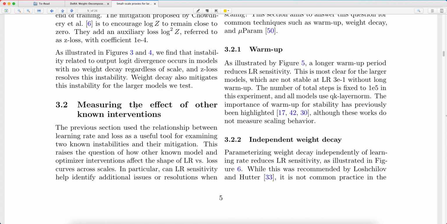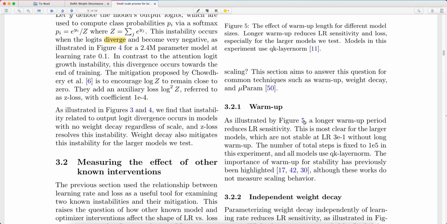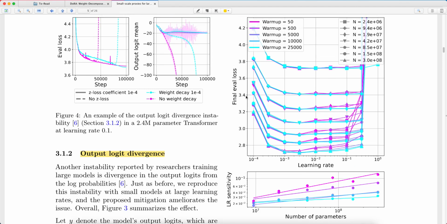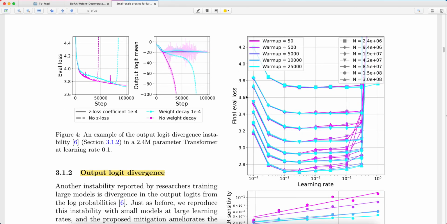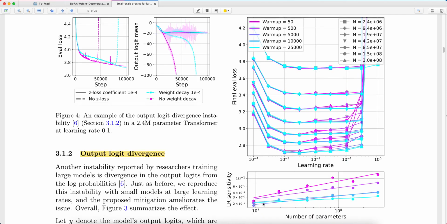All right, measuring the effect of other interventions. Okay. Warm-up, weight decay, and muParam. A longer warm-up reduces LR sensitivity. Figure 5. The effect of warm-up length for different model sizes. So, oh gosh, this is a bit. All right, so larger warm-up decreases LR sensitivity, so that's good.